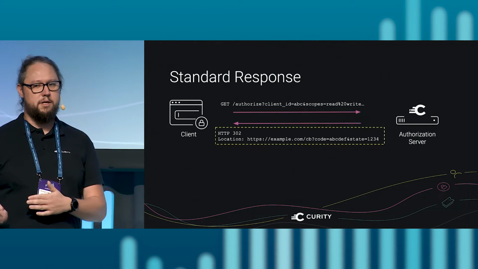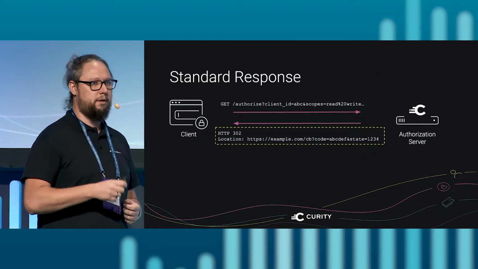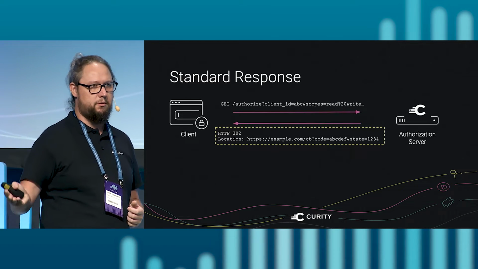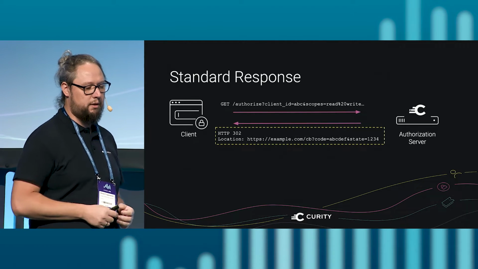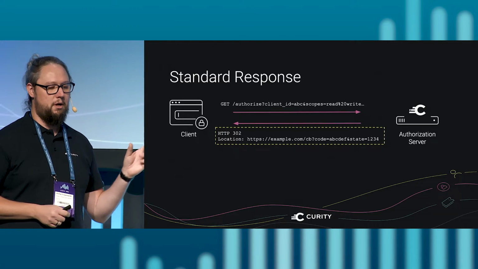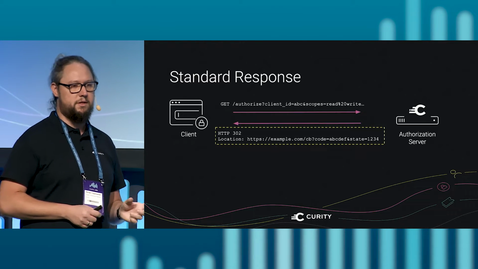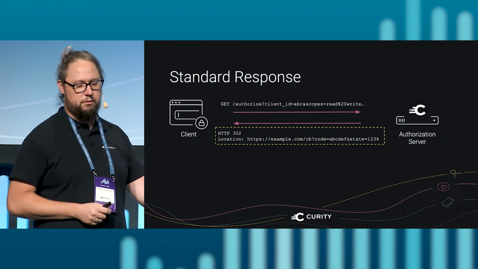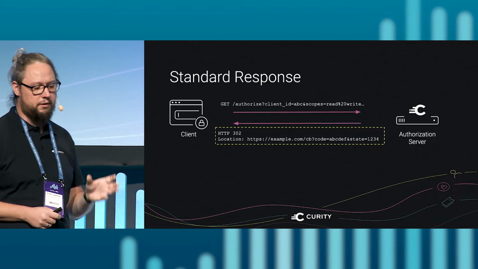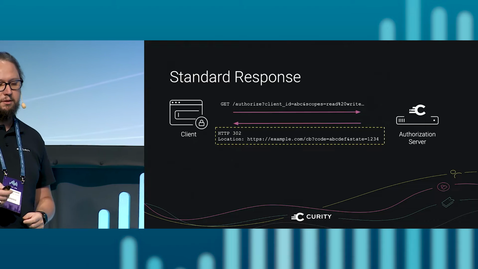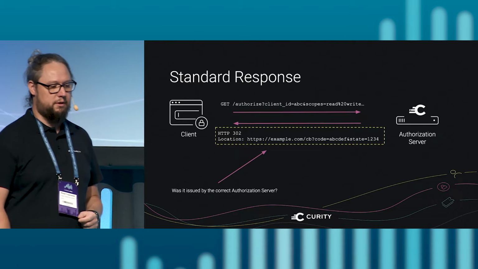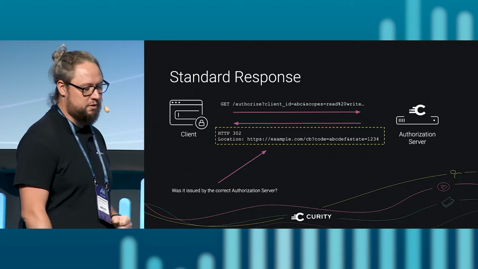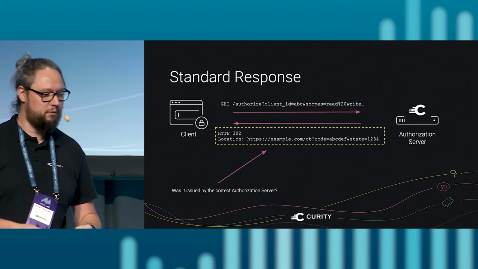So in a standard mode, how does it work? When a client sends an authorization request, it gets back a redirect response with the authorization code and probably the state. It might be in the query string of the redirect or fragment. There's also the form post response mode, but that's not important here.